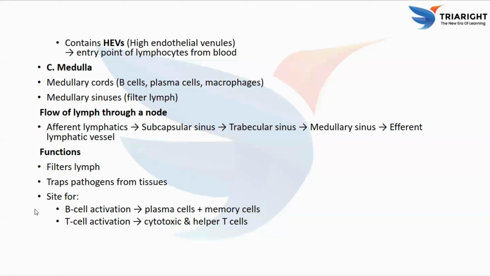So what are the functions of the lymph nodes? It filters lymph. It removes microbes, cell debris, cancer cells and foreign particles. It also traps pathogens from tissues, with macrophages and dendritic cells. They capture and present antigens to the lymphocytes. So this starts the adaptive immune response.